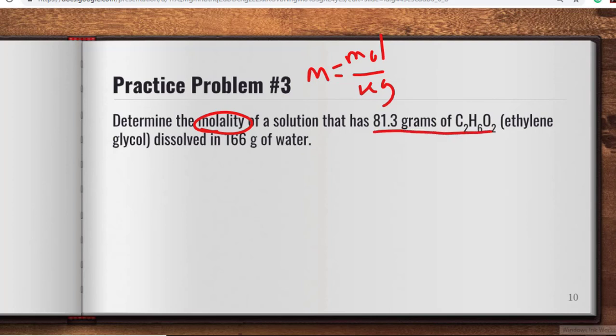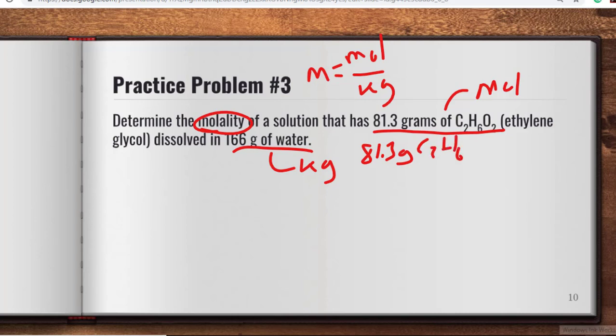We've got this is our solute. We're going to need to convert that to moles. And this is our solvent, and we need to convert that to kilograms. So we have two little problems that we're going to do here. Let's start with our mole problem. So we need to have 81.3 grams of C2H6O2. Okay. Grams to mole.